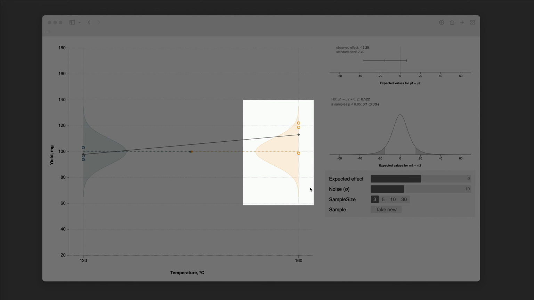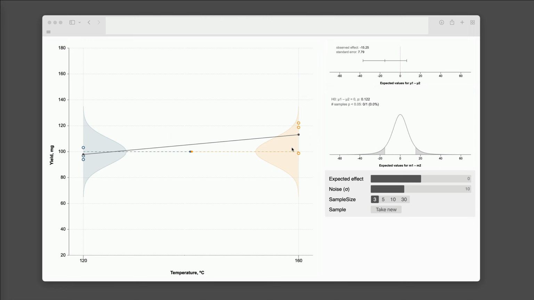And then this is the second population. These are all possible outcomes of a process if you run it at 160 degrees. And you can see that by default at the beginning, it also has an average outcome equal to 100 milligrams. So it means that temperature actually doesn't have an effect on the yield. It doesn't matter at which temperature you run the process, the average outcome will always be the same, and it's 100 milligrams. This is the expected outcome.